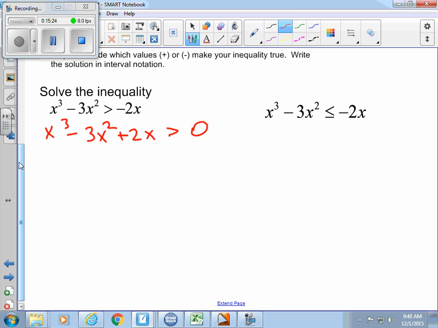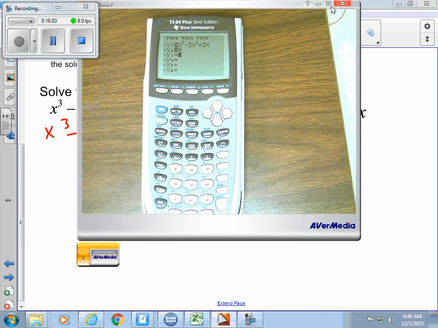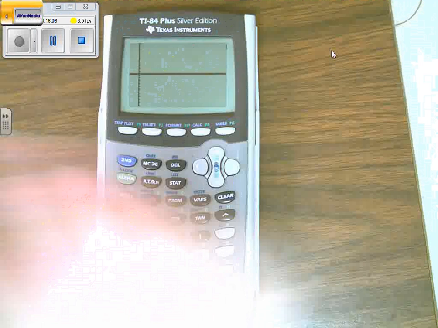Step 2 is solve the related equation. What that means is solve this equal to 0. I don't care how you do that. You can pick up your calculator at this point and go to y equals and type in that equation in y equals. Is that a skill we have already? Yes. You can solve the equation in y equals by graphing and finding intersections.